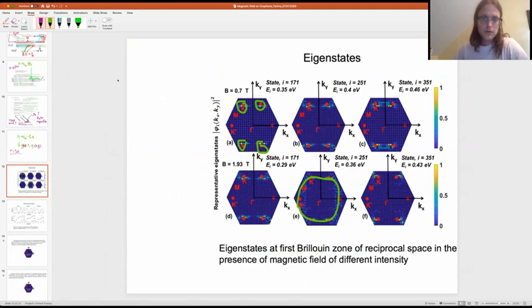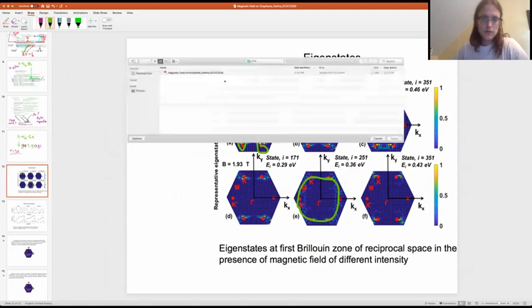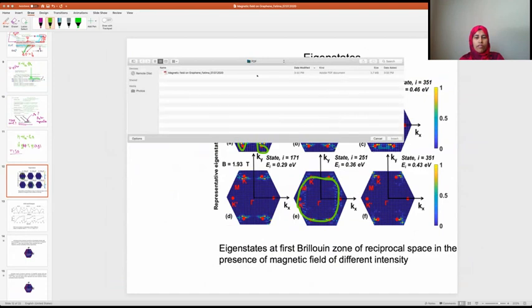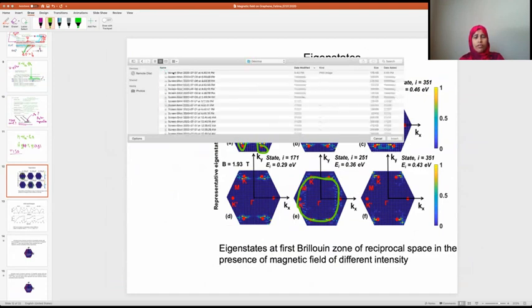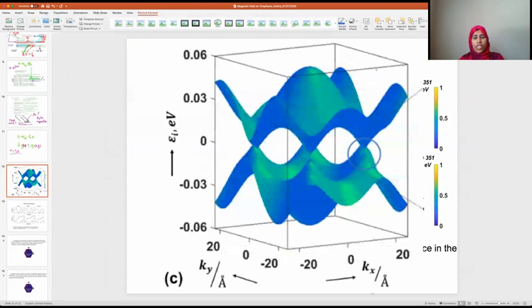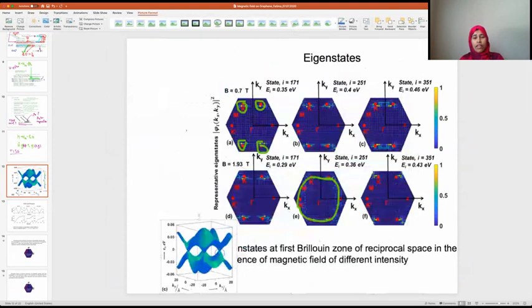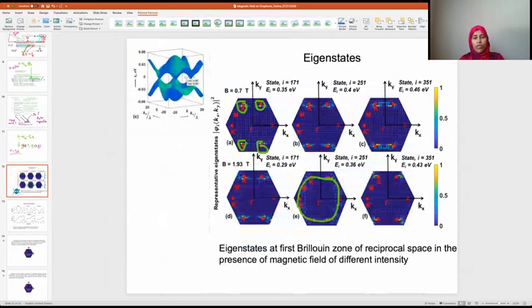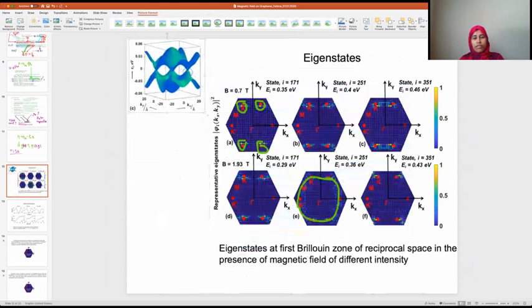So what I understand your question is how this electron probability density relates to the cone in the Brillouin zone, right? Right. For these electron states, we consider only the conduction band. If you look at this band structure, we consider only the conduction band.